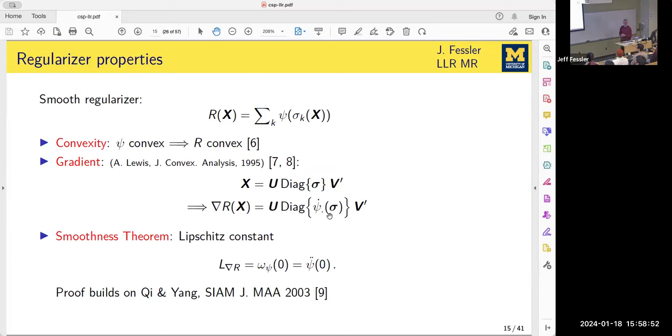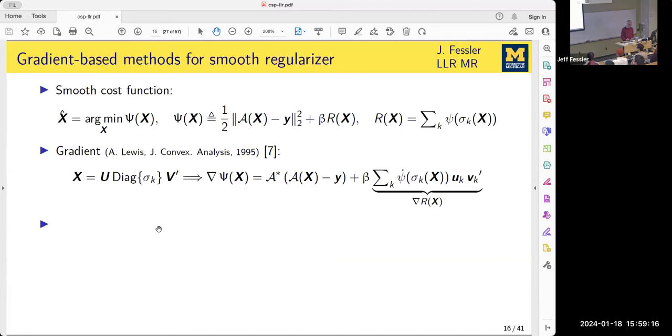Rodrigo has worked out that you can actually get the Lipschitz constant of the gradient of this cost function, which you would want for step sizes in a gradient-based method. It turns out to simplify to simply be the second derivative of that potential function c, the hyperbola or whatever, building on some existing literature from about 20 years ago. So we have a smooth function here, and we can apply gradient-based methods.